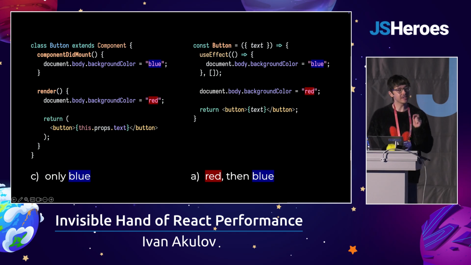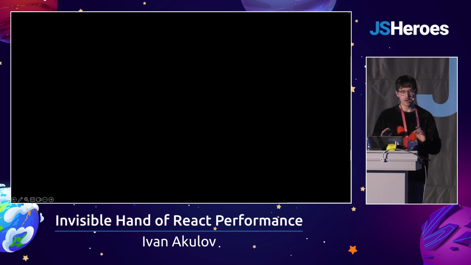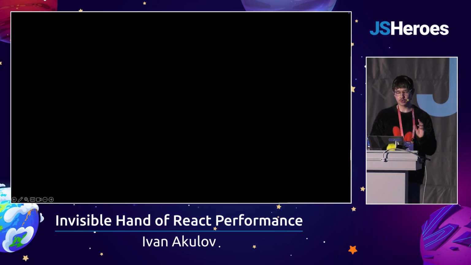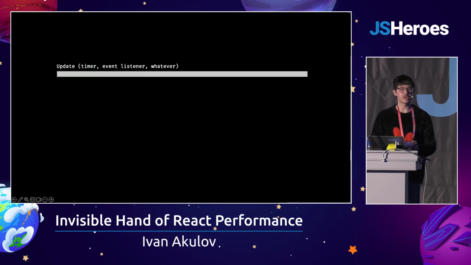But to understand the difference and to understand the issues it fixed, we need to take a detour into how browsers render things under the hood. So the browser's rendering pipeline is complex, but we need to know only two things about it. The first thing is whenever a browser has to render an update, like maybe you clicked something, maybe a timer fired, whatever, the browser always goes through 4 stages. First, it runs JavaScript.